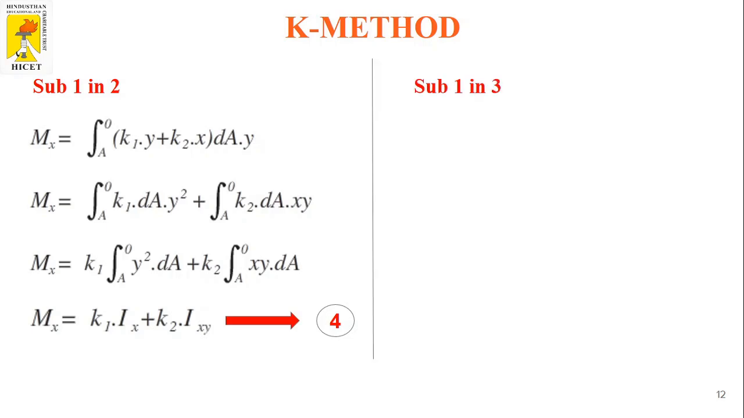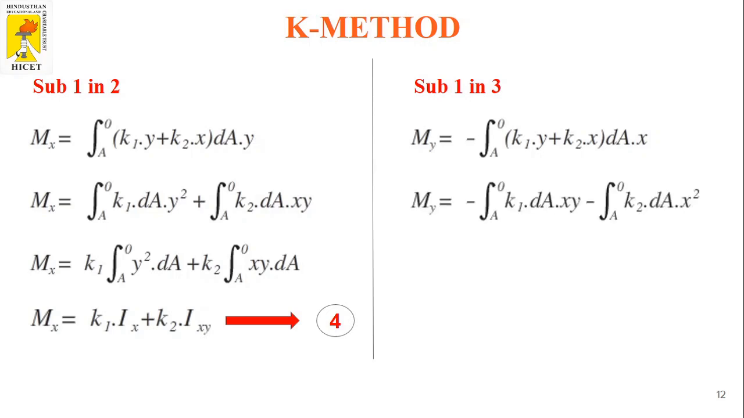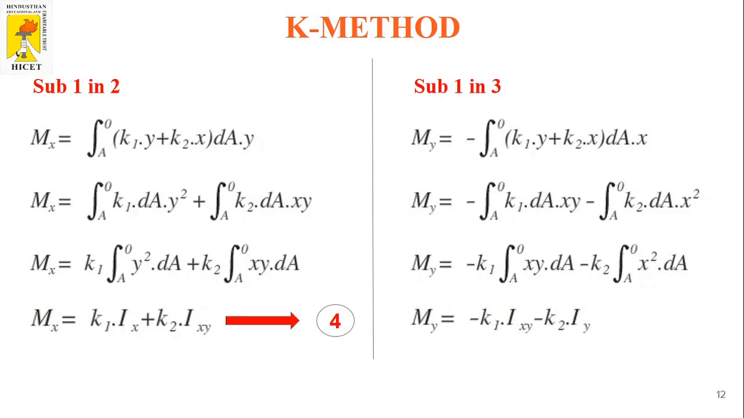In a similar way, we can substitute sigma z from equation 1 in equation 3 to get My. First we separate the terms k1 and k2; they are constants, so we can bring them out of the integral and substitute. The integral of xy dA can be written as Ixy, and the integral of x square dA can be replaced as Iy, the moment of inertia about the y-axis, along with the product moment of inertia Ixy. You can take this as equation number 5.